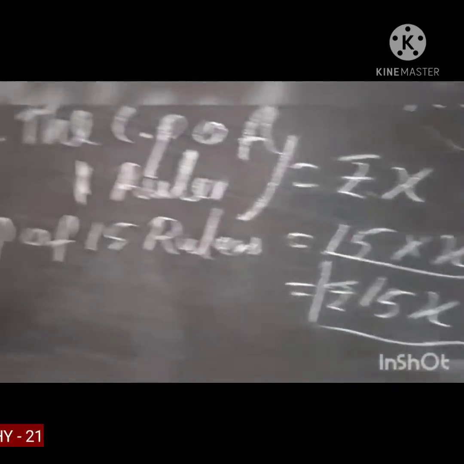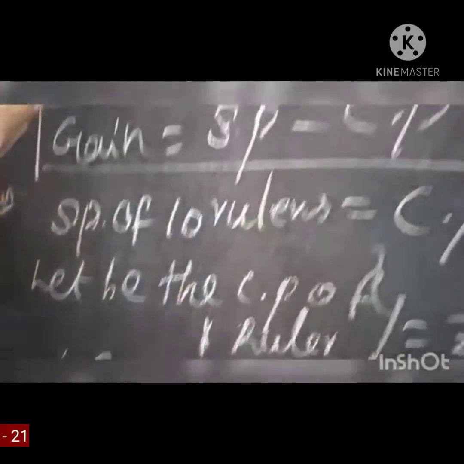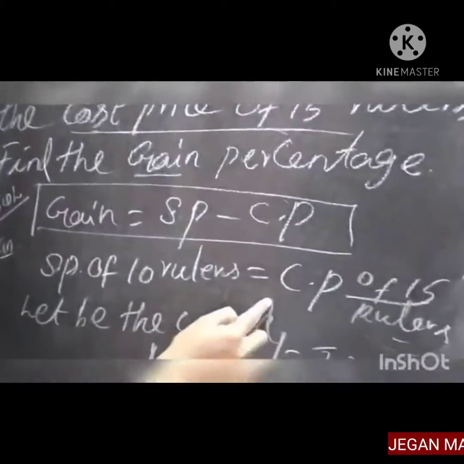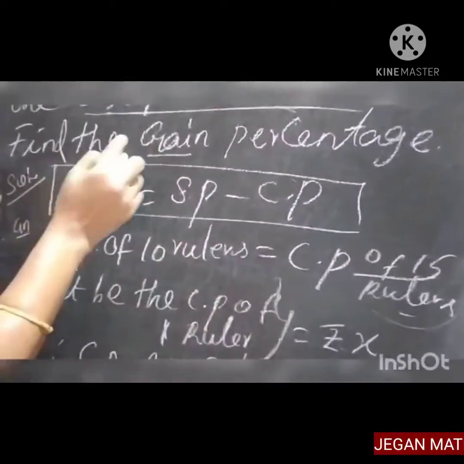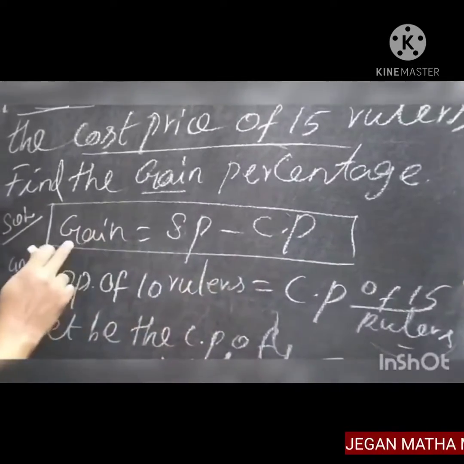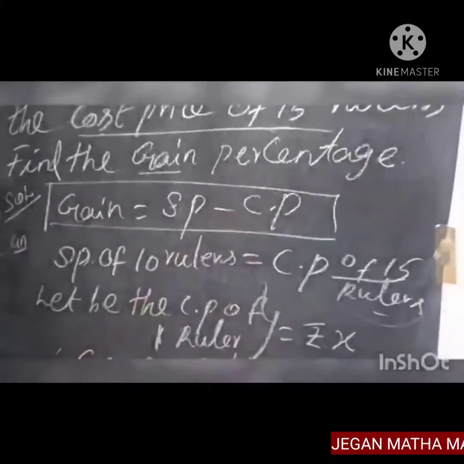Listen, again I am telling. What is given in the sum? SP of 10 rulers equals CP of 15 rulers. They ask to find the gain percentage. Before that you have to write the formula for the gain first. Gain equals SP minus CP.